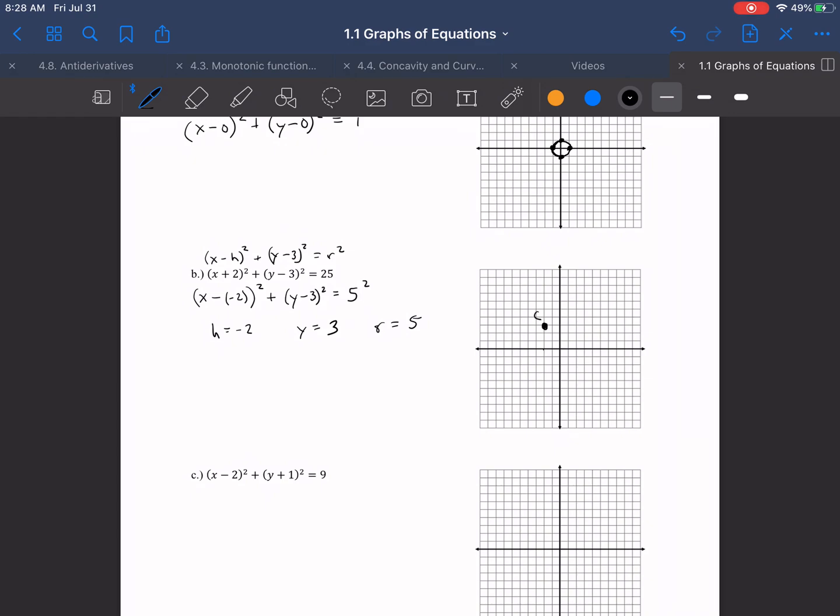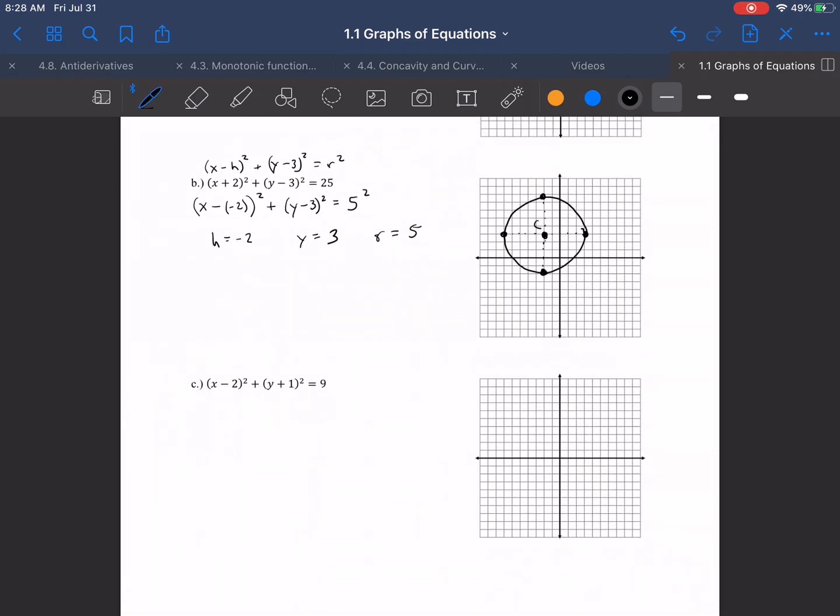And then the radius is 5. So we can just go 5 in all the directions. 1, 2, 3, 4, 5 right there. 1, 2, 3, 4, 5 right there. 1, 2, 3, 4, 5 right there, and 5 down. Those are all going to be on our circle, and we're just going to connect it with a nice circle just like that. And there you go. I'm going to leave that next one for you to try. You try and get that one done and see how it goes.